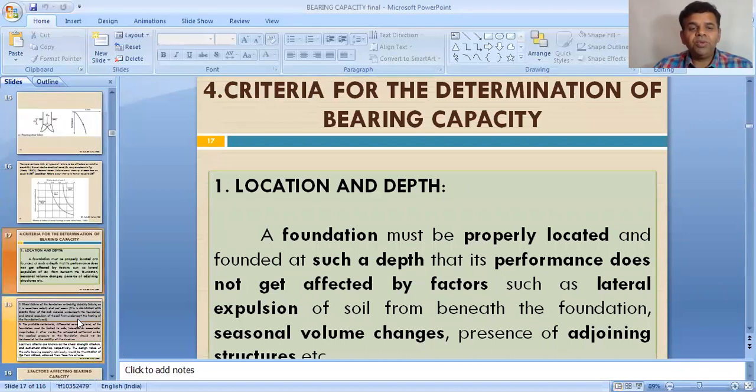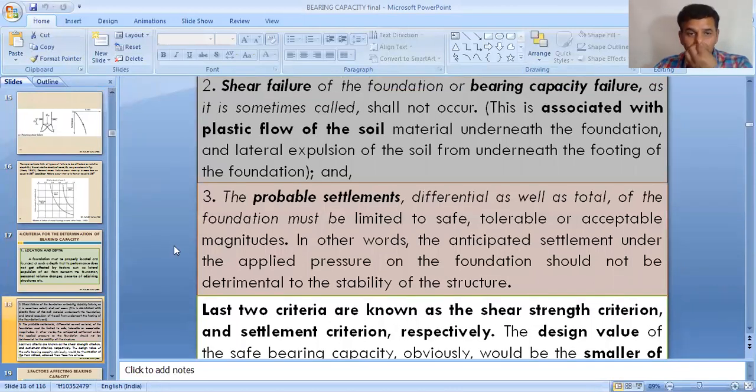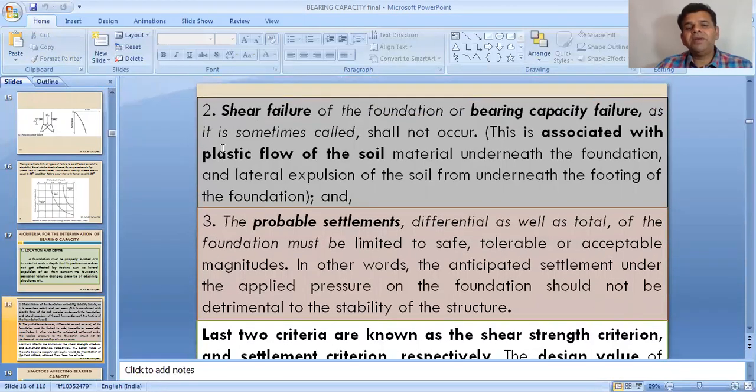We need to understand that whenever we are talking about the shear failure criterion, it is the shear failure which occurs within the soil. From the shear failure point of view, we do not want our soil to fail, and neither do we want our soil to undergo excessive settlements. Now, out of the two, whichever value is lesser will be taken as the bearing capacity of soils.